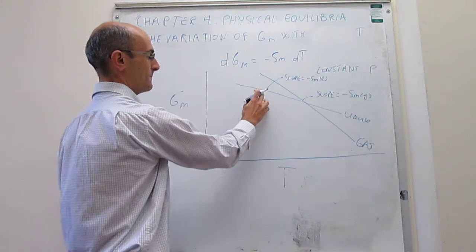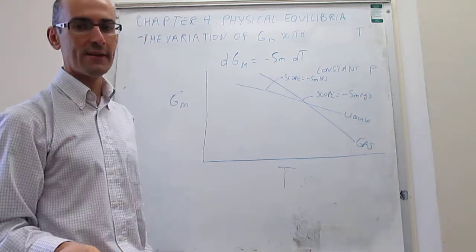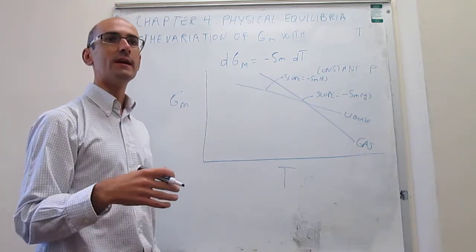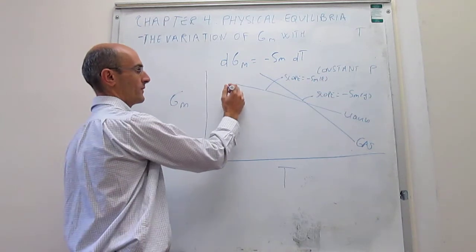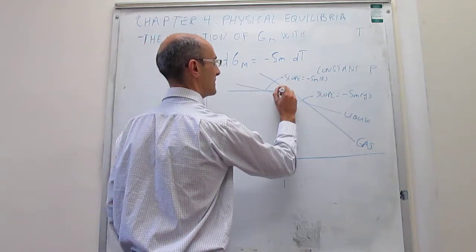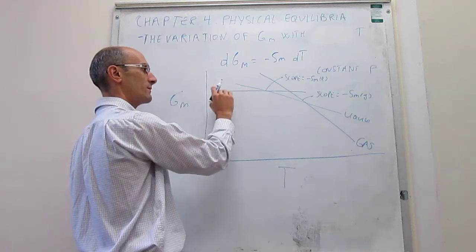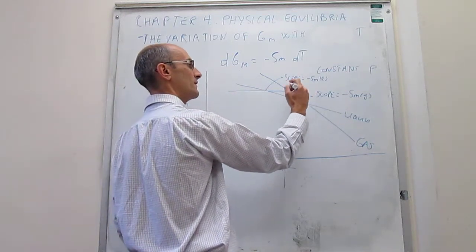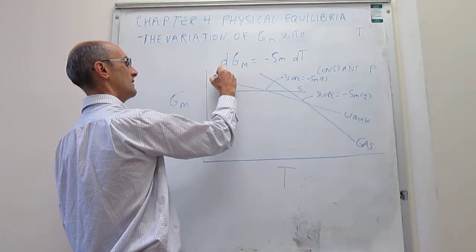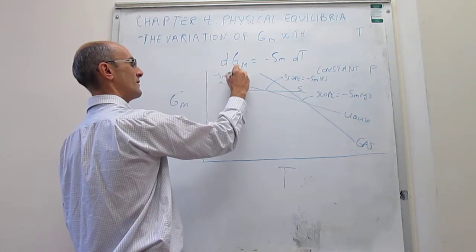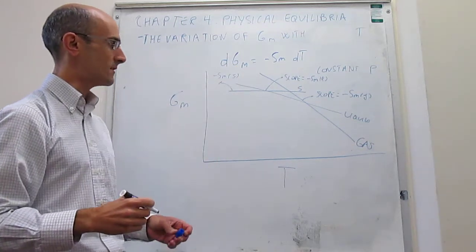And we also have the solid. The solid is also going to have a negative slope, but it's going to be the least steep of the three. So we can draw the solid like this. It still is pointing down. It's barely pointing down, but it should be pointing down. That is the solid, and the slope is equal to the minus molar entropy of the solid.